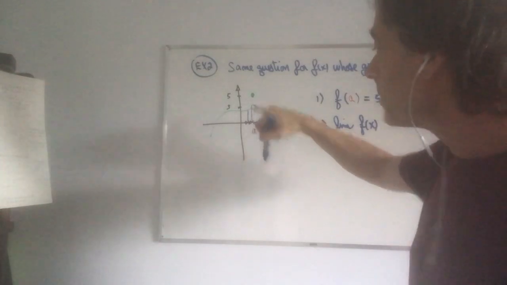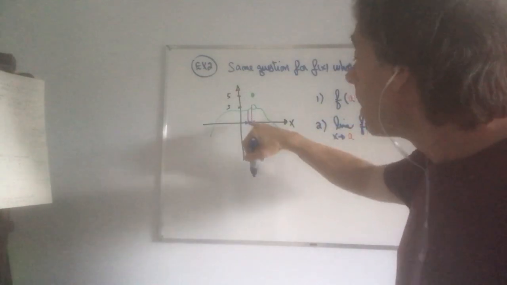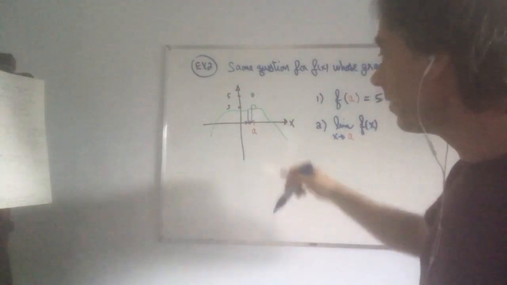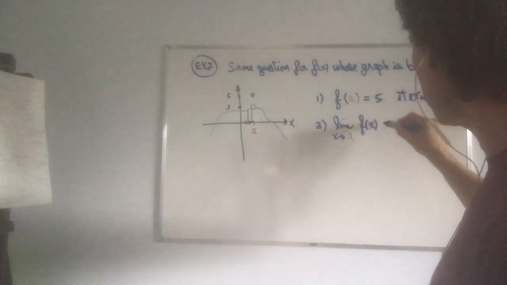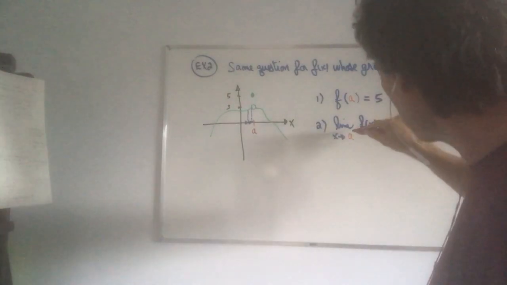Do I care if this is an open dot or a closed dot? Not in the least. It's not about f of a. It's not about getting at a. It's about what y value I am getting close to. Well, I'm getting close to the y value of 3 when I am approaching from the left. So I'm going to put a little minus here.